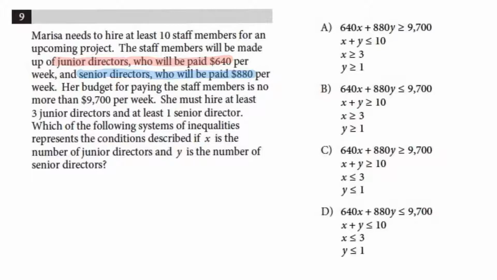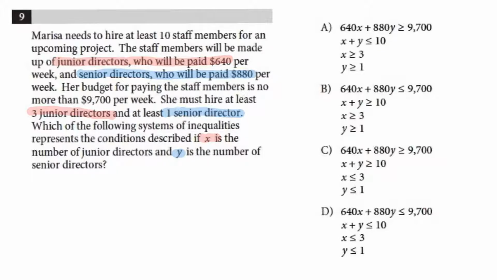Okay, so junior directors was red. I'm just going to highlight that in red. X is the number of junior, and B for blue, and Y is the number of senior directors. Okay, and we need at least 1 senior director, and at least 3 junior directors.